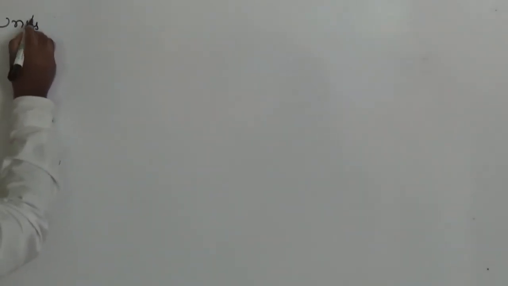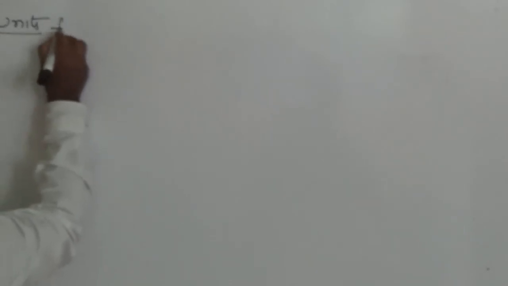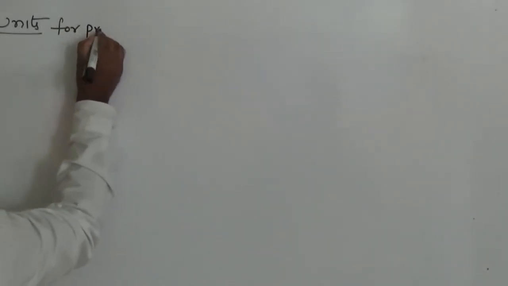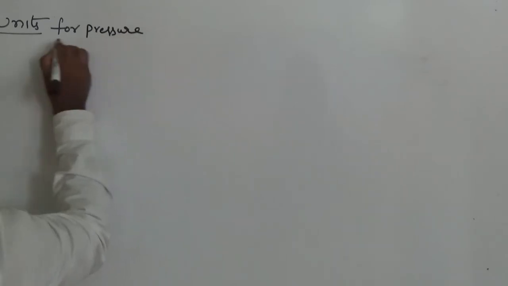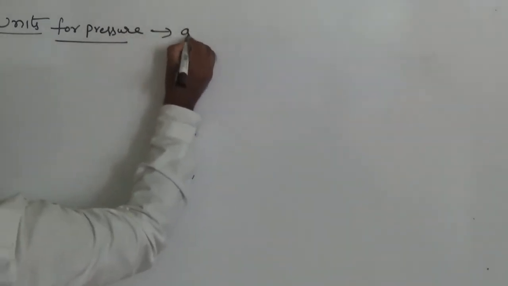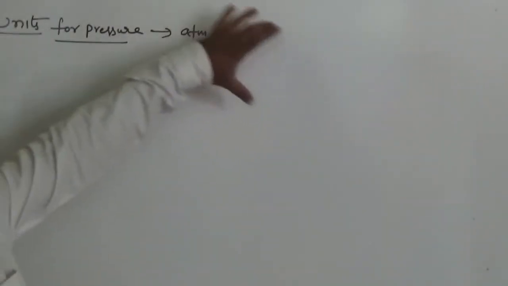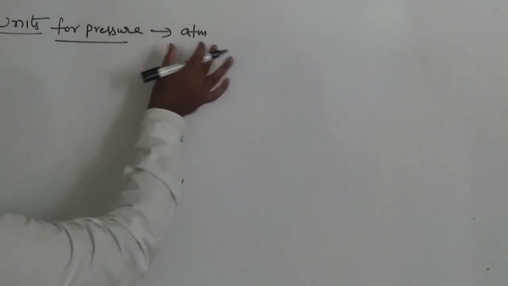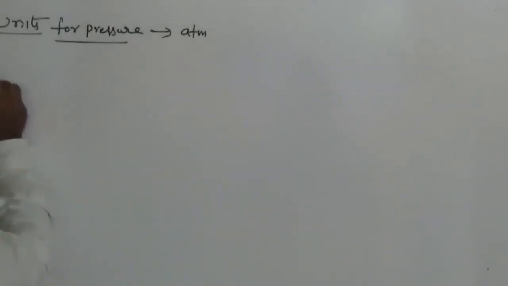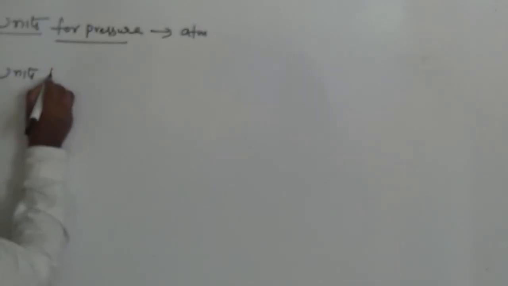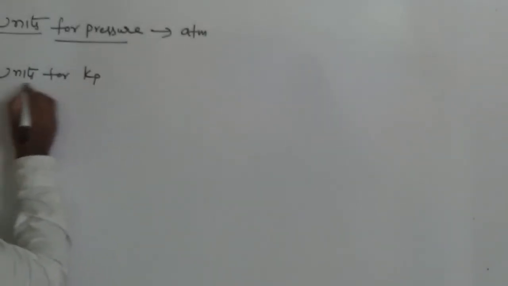Suppose the next topic is units per pressure or partial pressure. Generally the unit is atmosphere, ATM, not money ATM. Okay, ATM, atmosphere. So the unit per pressure is simply taken as atmosphere. Now what are the units for the expression Kp?